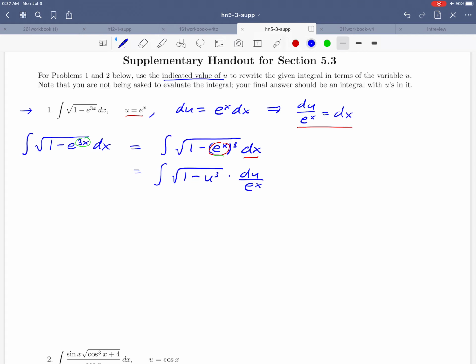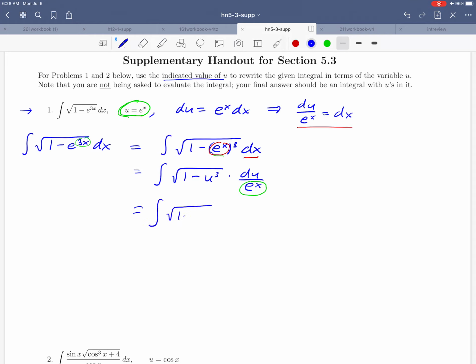The question is, are we done with this substitution? Not quite, because we've got a leftover e to the x that didn't cancel for us. So we need to replace that with something. Here's that process of going fishing again. We need to go fishing for an e to the x. Luckily, in this case, we don't have to go fishing very far, because we can see right here that e to the x is equal to u. That means we're free to substitute u for that e to the x that we see.